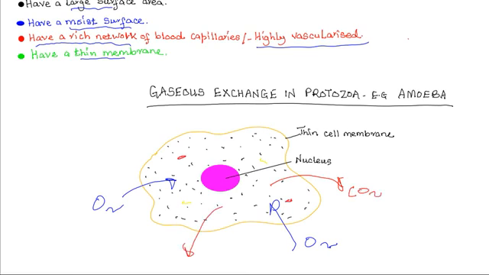So there are no elaborate structures for gaseous exchange in these unicellular protozoa such as amoeba. Gases move into and out by diffusion. And not just the gases, even other soluble waste materials such as ammonia will diffuse out of the membrane into the surrounding water along a concentration gradient.